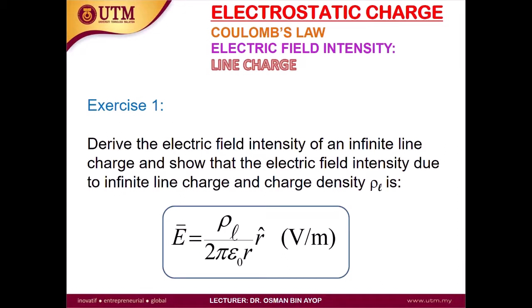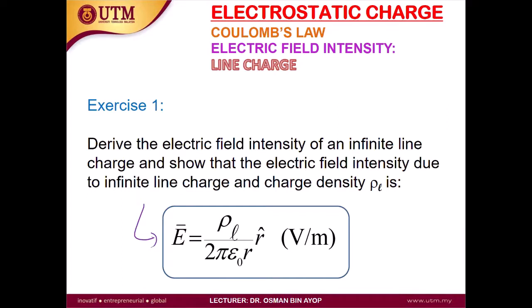This is just an exercise. Derive the electric field intensity of an infinite line charge, and show that the electric field intensity due to an infinite line charge with charge density rho L is E equals rho L divided by 2 pi epsilon naught R, in the direction of R. This one we already discussed before.